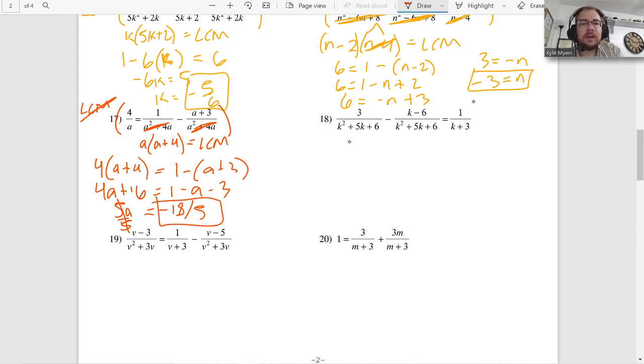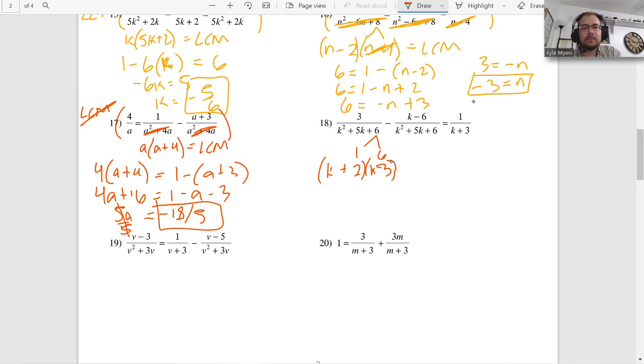Then for this one, 6, 1 and 6. Oh, that doesn't work. Or how about 2 and 3? Yeah, that works. K plus 3, k plus 2. And that works because I have the k plus 3 right there.